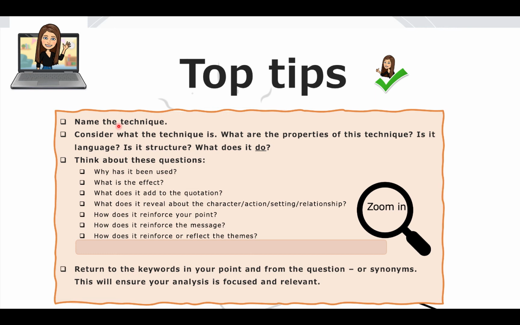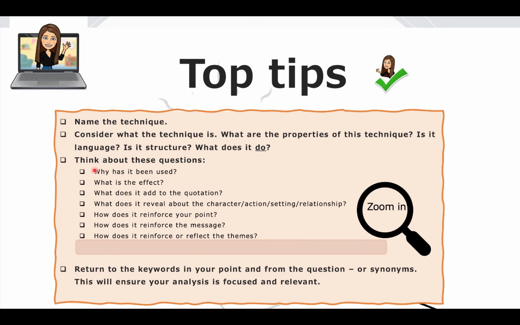Consider what the technique is. Really ask yourself, what is a simile? What's its job? What's an asyndetic list? What's its job? What's a short sentence? What's its job? If you ask yourself those questions, then you'll be able to understand why it's been chosen by the writer and why it works in this particular example. Is it language? Is it structure? What does it do? How then has it been used by the writer?